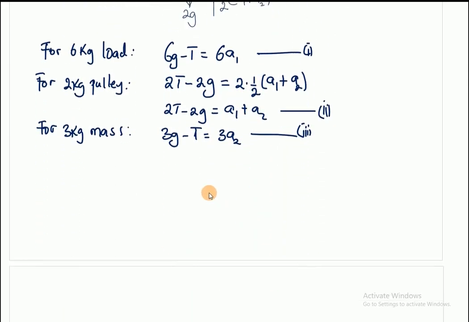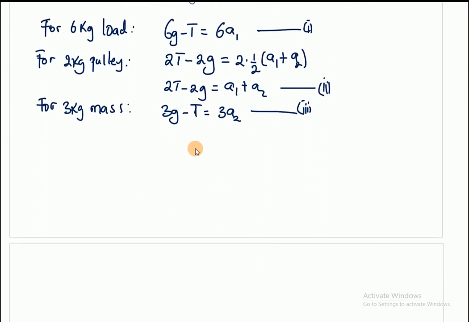Our task now is to solve these 3 equations for the values of T, A1, A2. There are three unknowns, and since we have three equations, we can solve the three unknowns. But for this particular question, they have told us to just find the acceleration of the pulley. So we don't need to find the value of T. We are going to eliminate T between 1 and 2, then between 2 and 3, and remain with no T. We shall have two equations with no T, and we solve those.